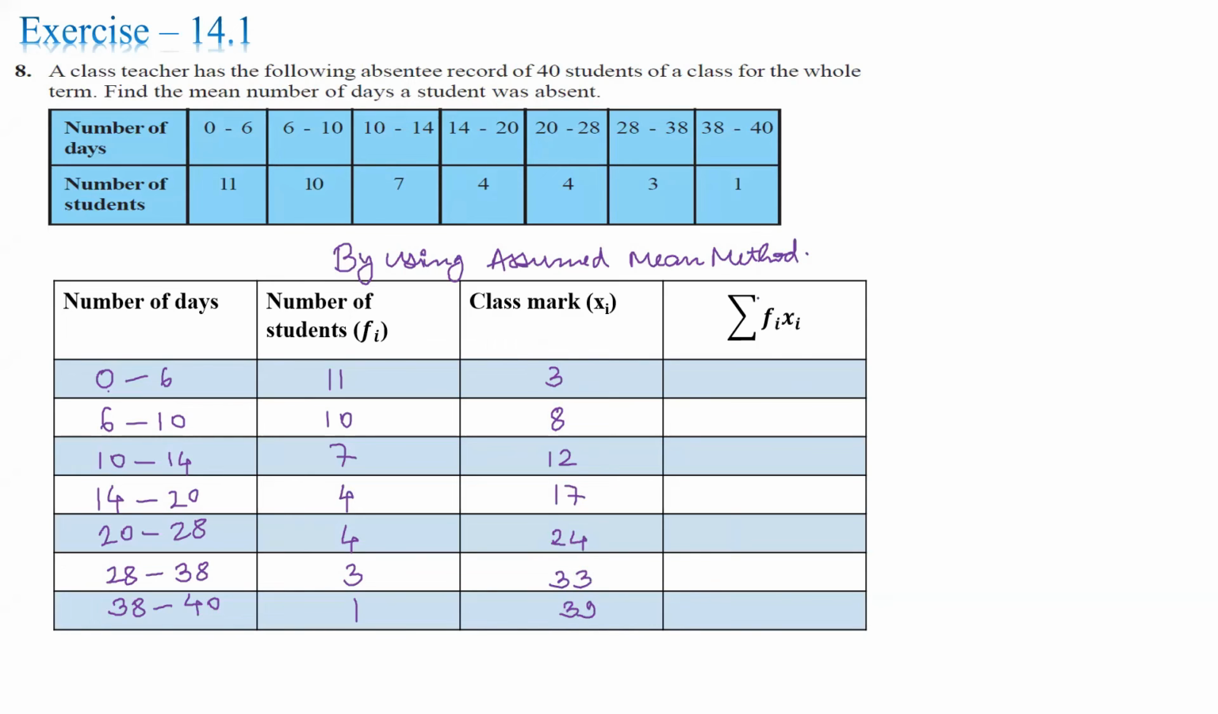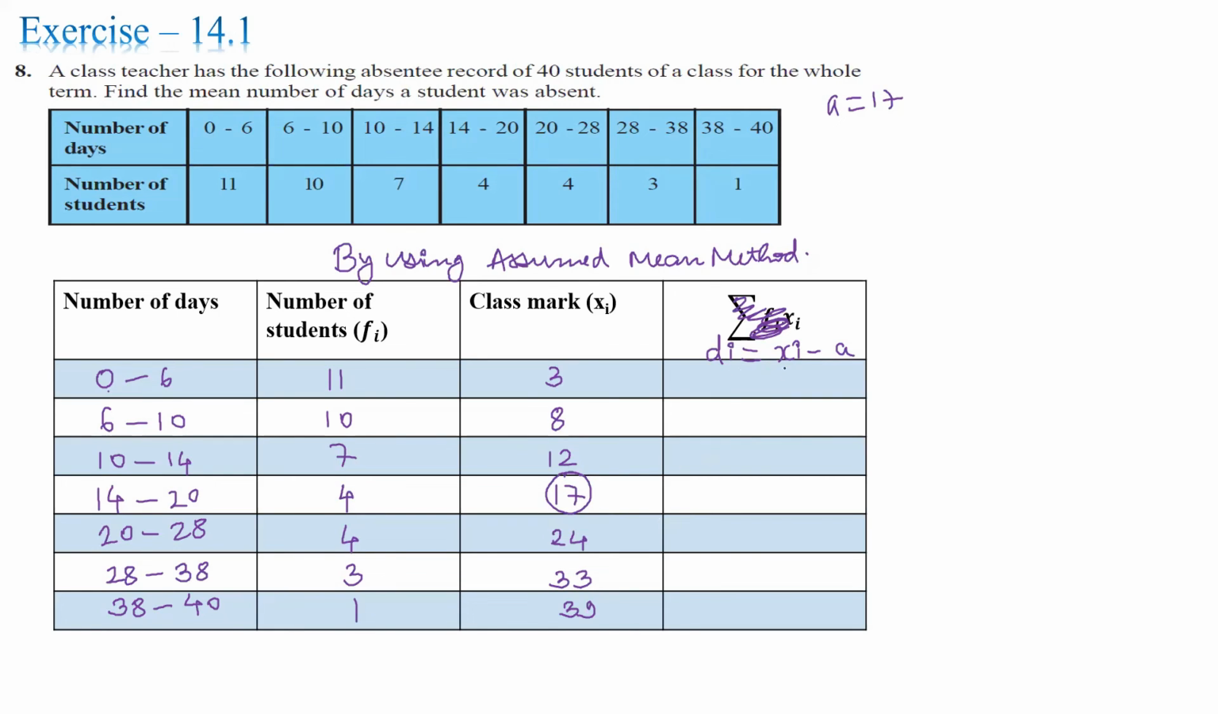Okay. Now here you will require di. di is what? xi minus A. First we will assume our mean. What we should take as the mean now? 17. Okay, 17 is our assumed mean. So A will be equal to 17.